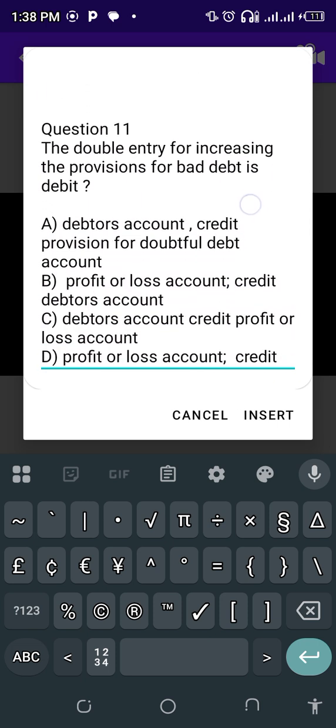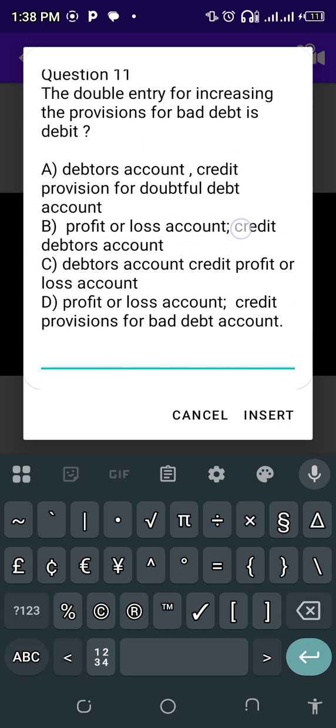Question 11. The double entry for increasing the provision for bad debt is debit. I take it once more. The double entry for increasing the provision for bad debt is debit. A. Debtors account, credit provision for doubtful debt account.